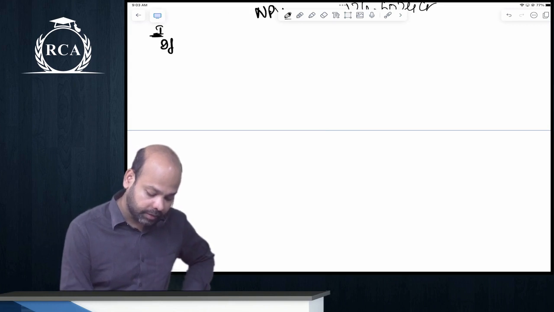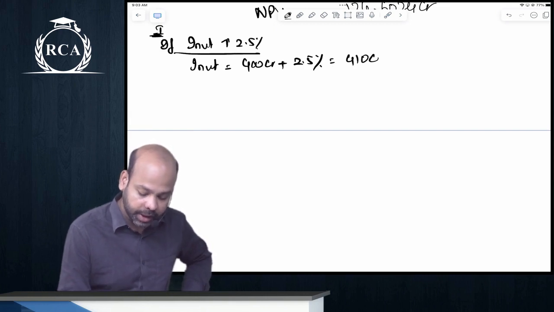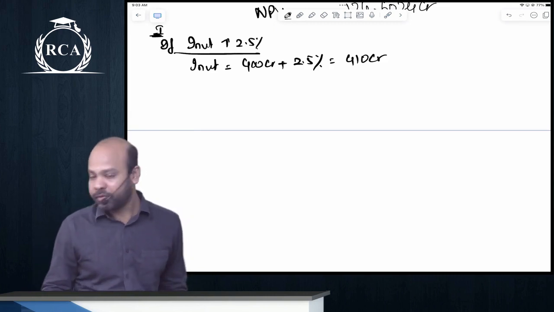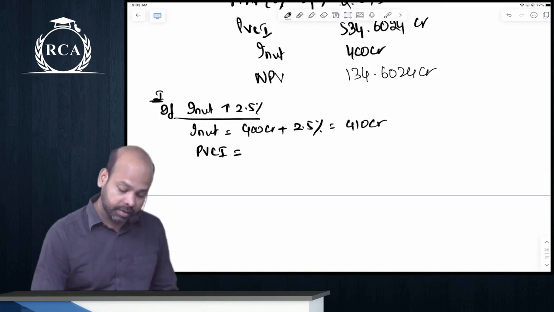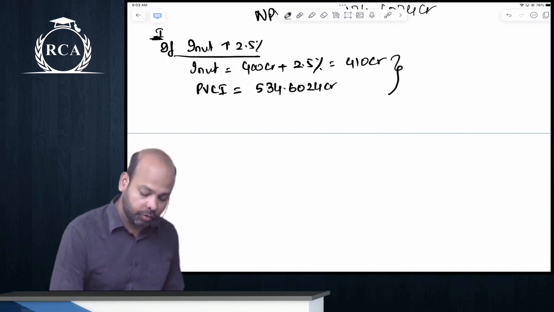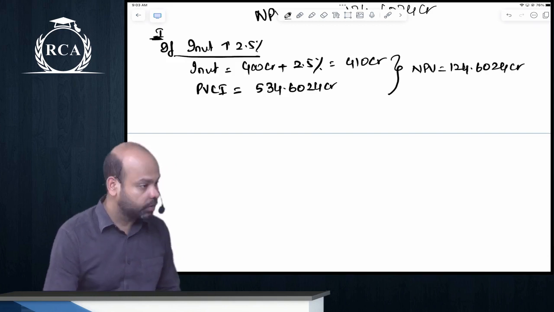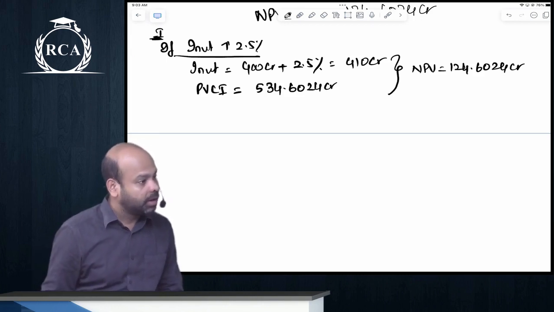So first factor, guys: if investment increases by 2.5%, beta, what will be your revised investment, guys? Earlier it was 400 crores plus 2.5%, it will become 410 crores. Will your present value of cash inflows change, guys? No, it will remain at 534.6024 crores. So what will be the NPV, beta? 124.6024 crores. Are you writing the percentage change in NPV here or at the end all together? We'll write at the end, it was easy.